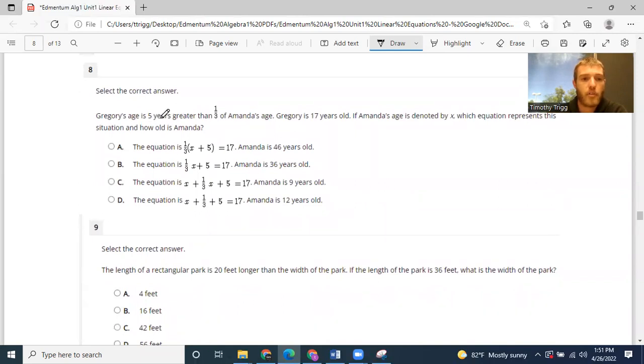Gregory's age is 5. Gregory's age, okay, Gregory is 17. So Gregory's age, that's 17, is 5 years greater than, 5 years greater than, 1/3 of Amanda's age. 1/3 of Amanda's age. Okay.